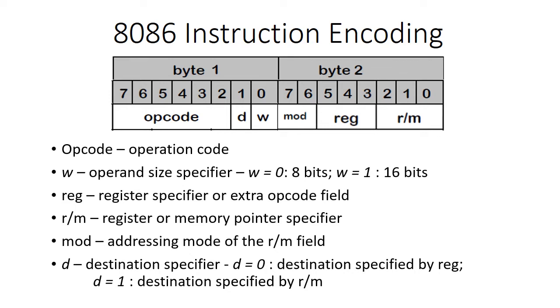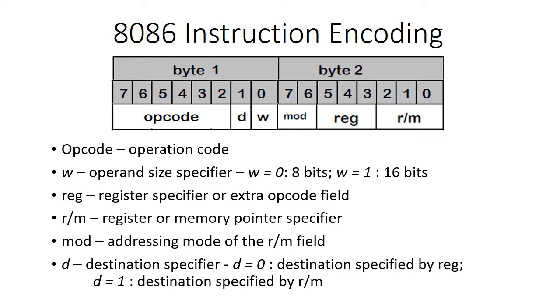W is a single-bit field that tells the width of the operands. If W is 0, the operation is carried out on 8-bit operands. If W is 1, the operation is carried out on 16-bit operands.